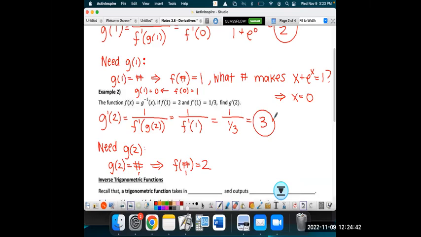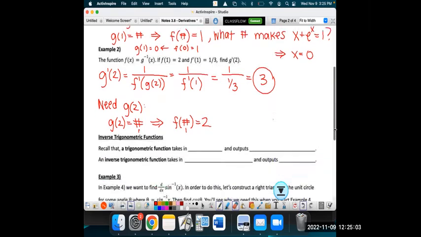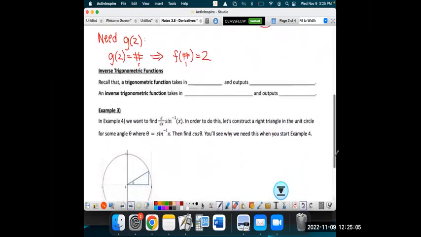Okay. So if you're still having difficulty with using the inverse derivative formula, I can give you a whole bunch of problems on Delta Math. This is actually not a terribly difficult thing. It's just kind of following a formula and thinking analytically about what information you need in the first place. Okay, so let's move on to inverse trigonometric functions.